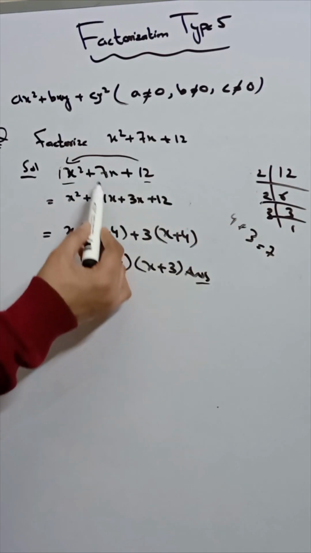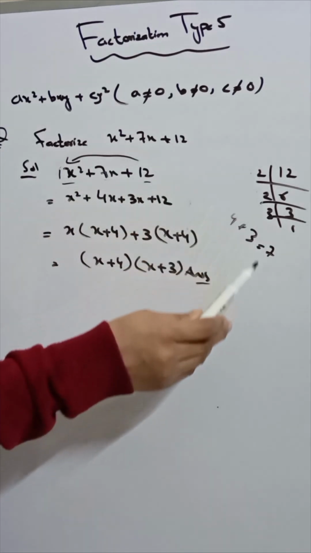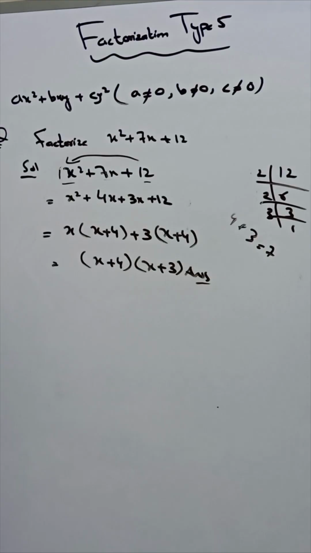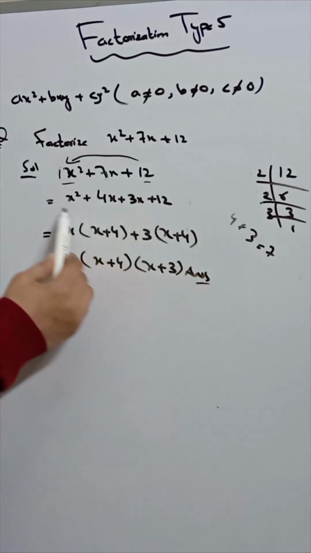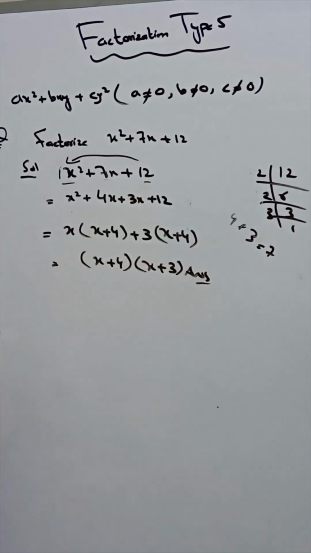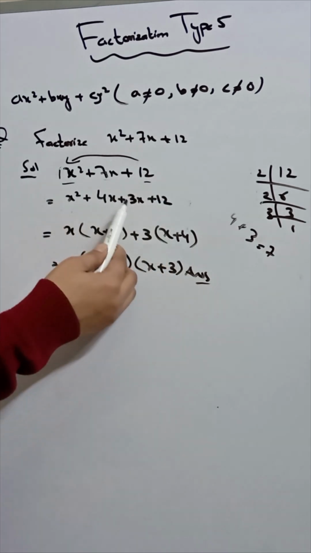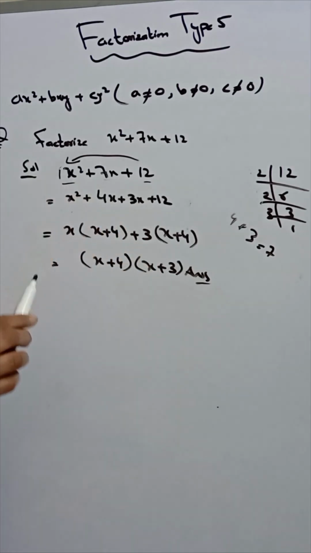To make the midterm, the midterm number is 7x. So by adding or subtracting, I need 7x only. I do 4x plus 3x becomes 7x. So I write x square will remain the same, 12 will remain the same, 4x plus 3x. Got it? No matter what the order is, maybe you write 3x plus 4x, it doesn't matter. I just need 7x. I have made 7x now.